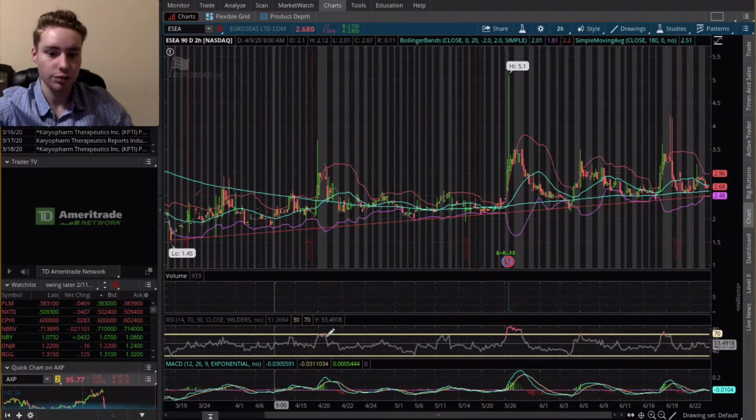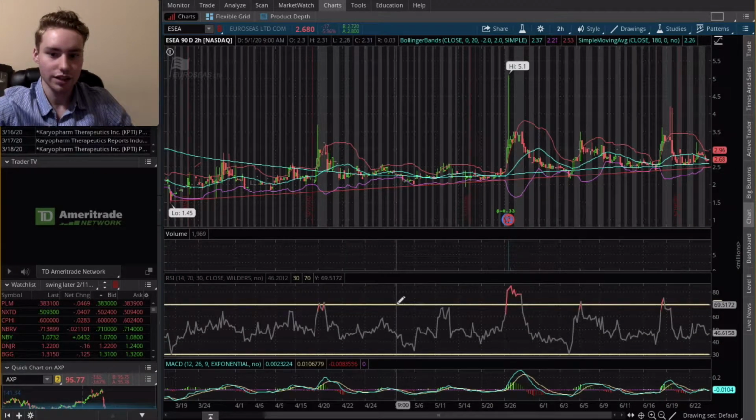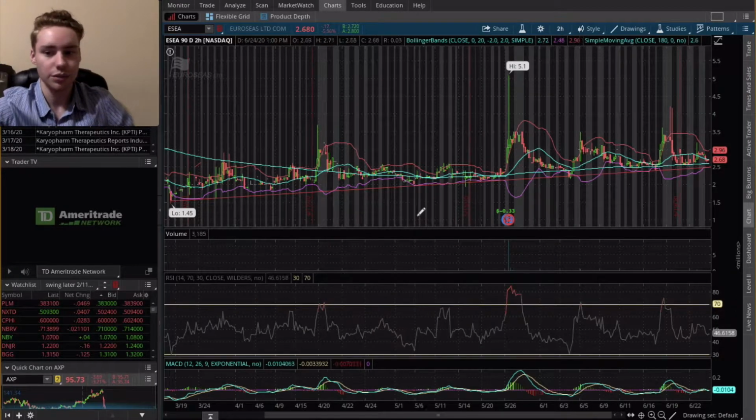So it's going to show up right here, and you can set these two lines. I set them to 30 and 70, but you can do it however you wish. And so what is the RSI? Well, the RSI stands for Relative Strength Index.